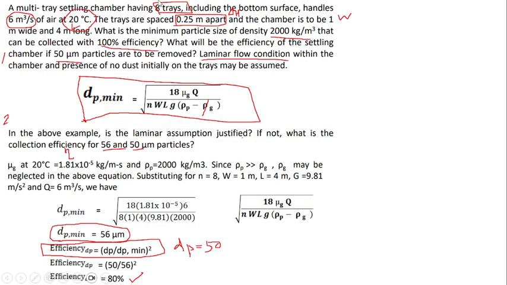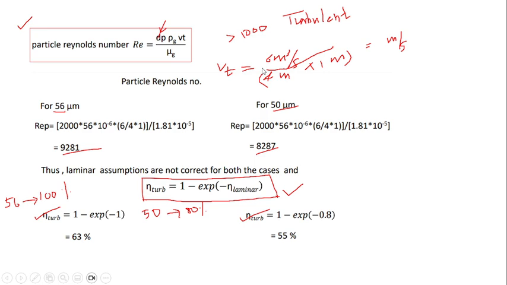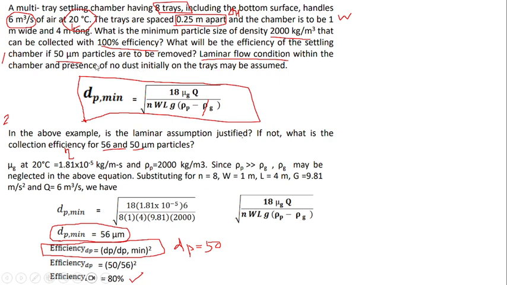Next is again for the gravity settling chamber with different trays. They are asking you to find the diameter of the particle, and for the given diameter of the particle, they are asking you to find the efficiency. If they are asking you to check whether the condition is laminar or not, we are going to use the particle Reynolds number formula. If it is laminar, then you can leave it as it is. Like you can say for 50 micron particles, the efficiency is 80%, and for the dp minimum 56 micron particle, the efficiency is 100%. You can leave the problem as it is.